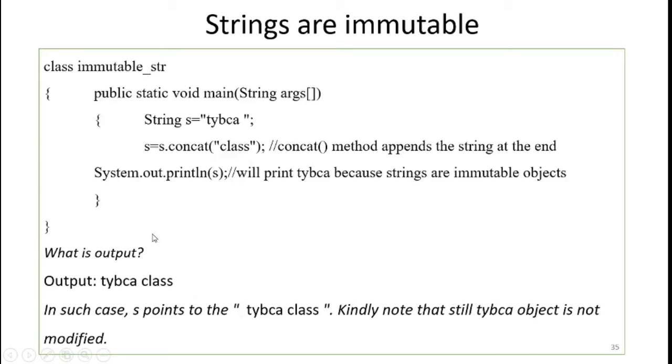What is the meaning of strings are immutable? The string object, once you declare it, cannot be modified. The same object cannot be modified. Whenever you want to change the value of that string object, if you do the modification, it will result in a new object and the old one will be unchanged. So in this program we will get the output TYBCA class, because we have again created the s object.